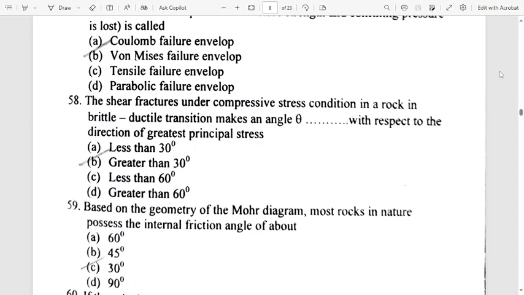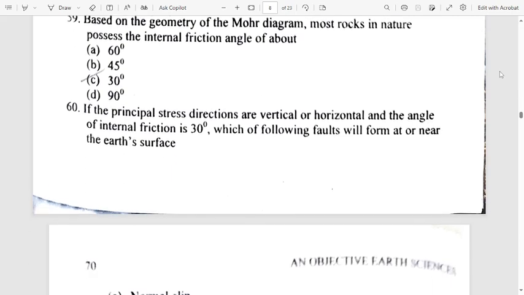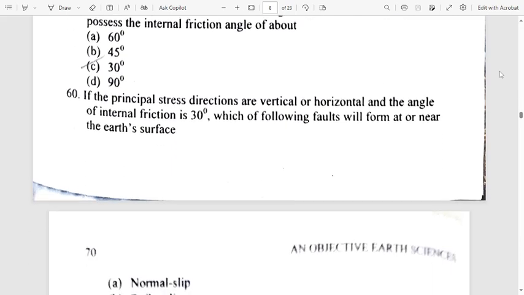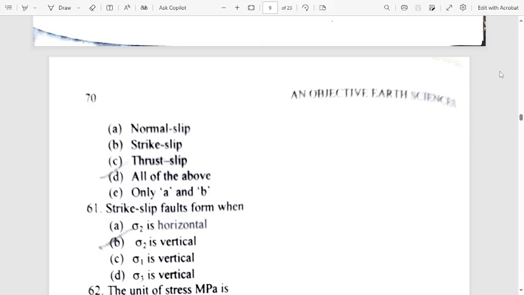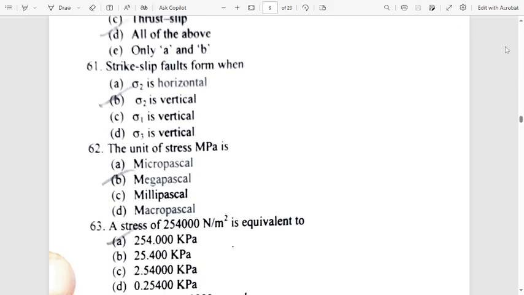Based on the geometry of the Mohr diagram, most rocks in nature possess the internal friction angle of about 30 degree. If the principal stress directions are vertical or horizontal and the angle of internal friction is 30 degree, which of the following faults will form at or near the Earth's surface? Normal slip, strike slip, thrust slip. Strike slip faults form when sigma 2 is vertical.